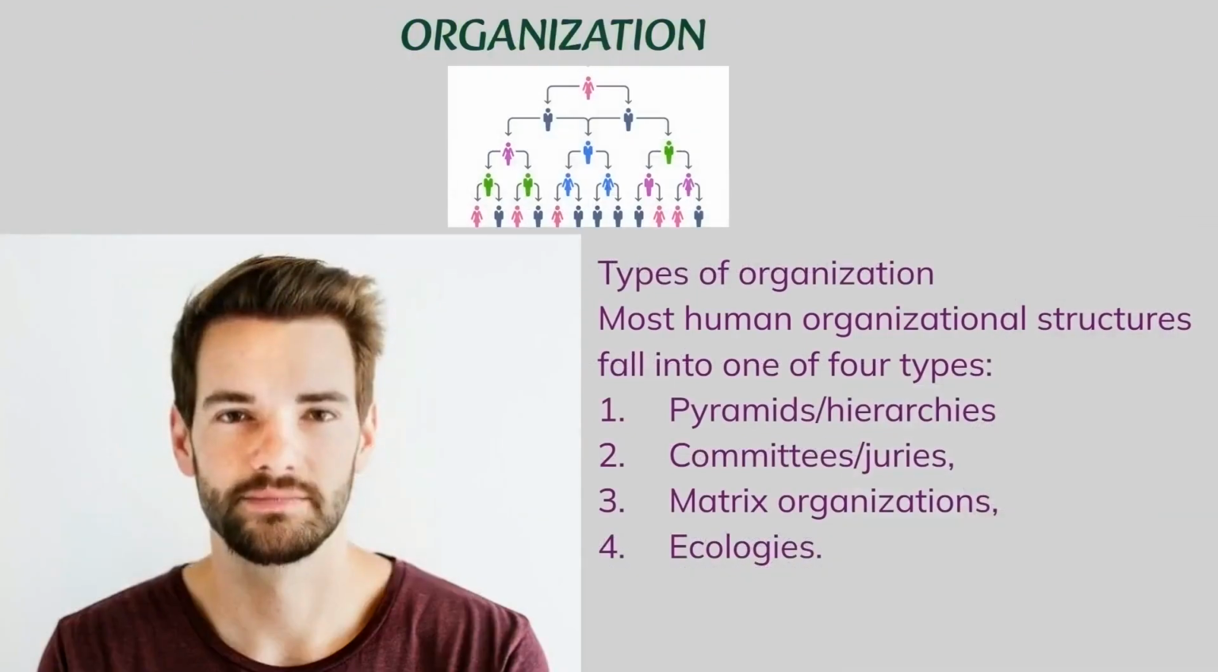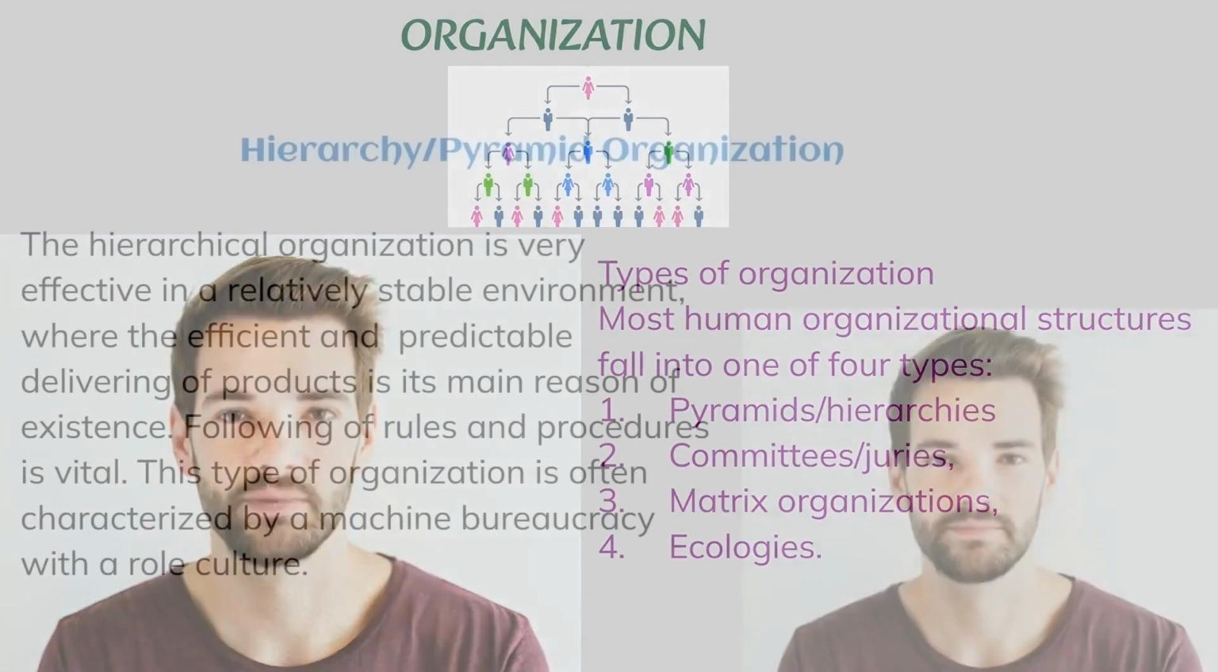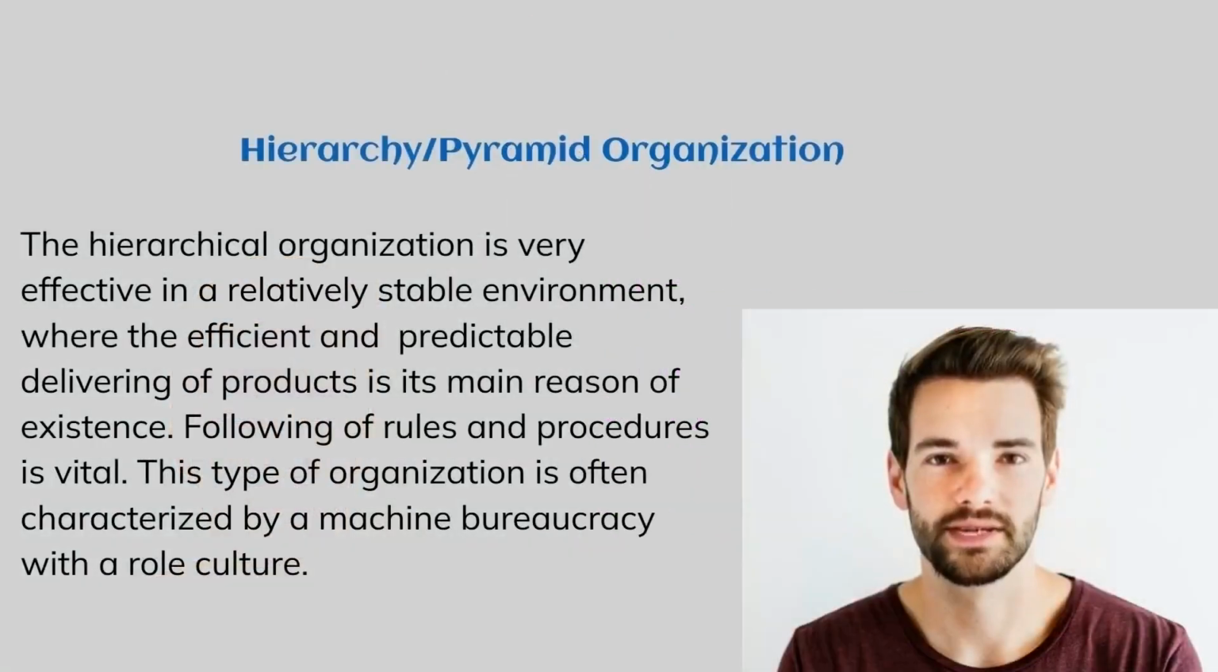Types of organization. Most human organizational structures fall into one of four types. 1. Pyramids or hierarchies. 2. Committees or juries. 3. Matrix organizations. 4. Ecologies. Hierarchy or pyramid organization.